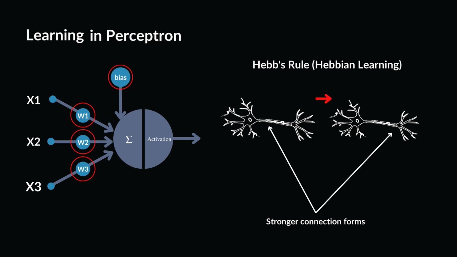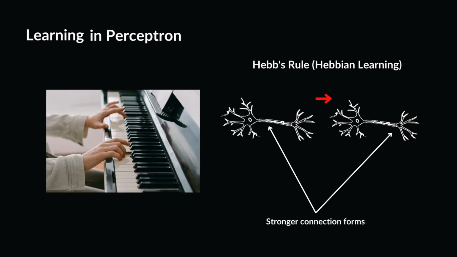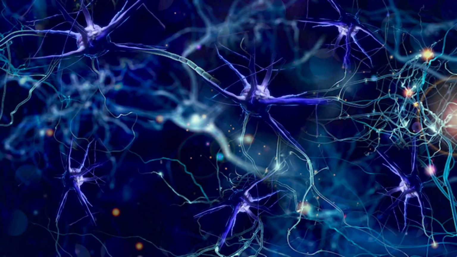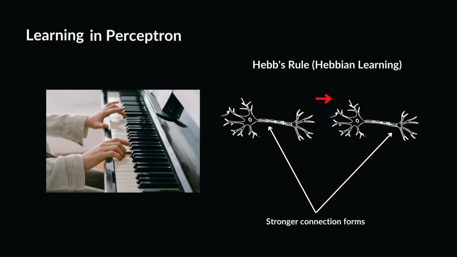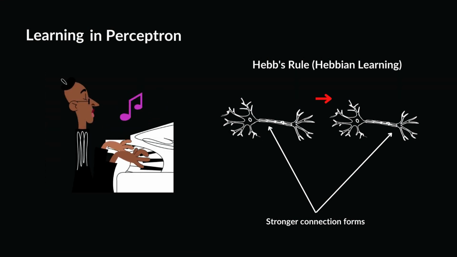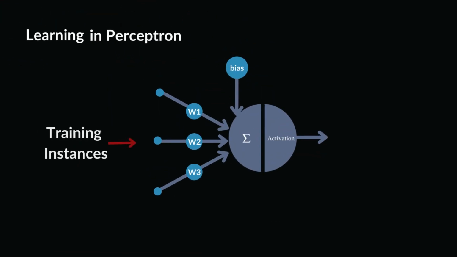Let's say you are learning to play any musical instrument, like the piano for example. When you play it, there are some specific neurons inside your brain that activate every time you improve. This makes a strong connection between the neurons responsible for learning piano. And after a lot of training, you'll become a master of it. This is the main idea used in perceptron learning.